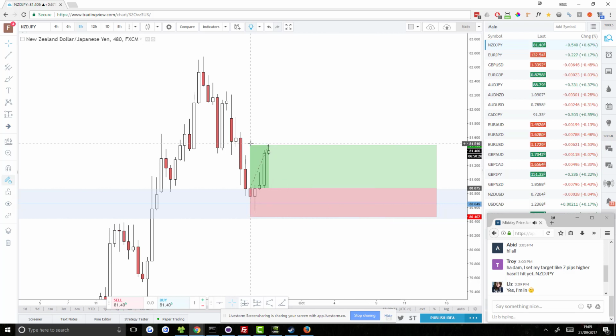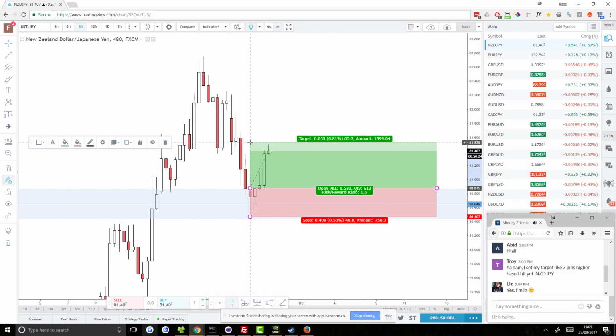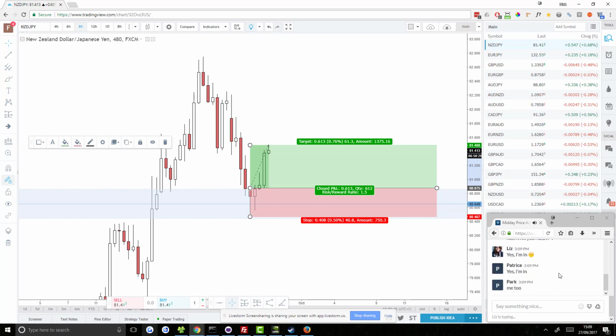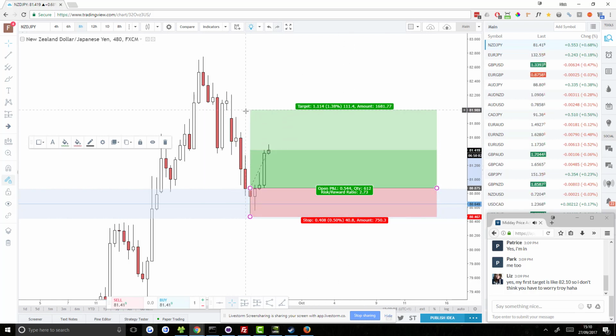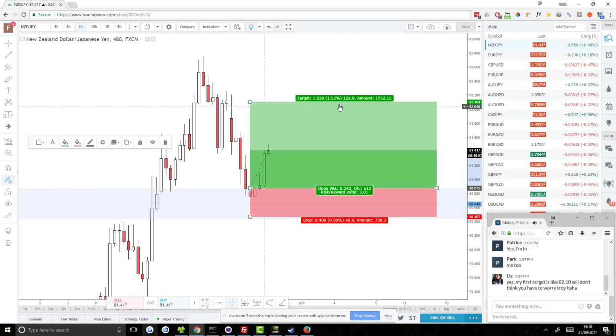Is your overall target 7 pips away, or is that just your first target? How are you going to handle it? Are you going to split the targets? Park, you're in it too. Cool. Liz's first target is 82.10 all the way up here. That is a pretty big target.